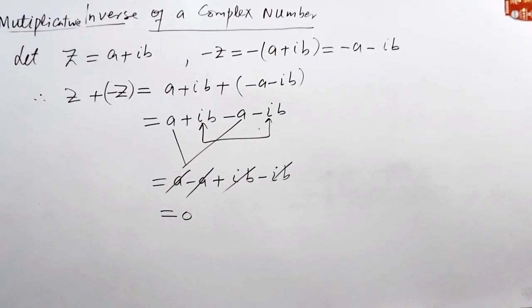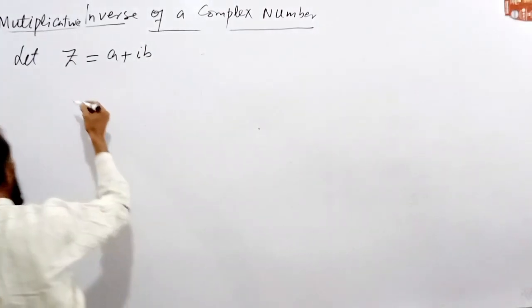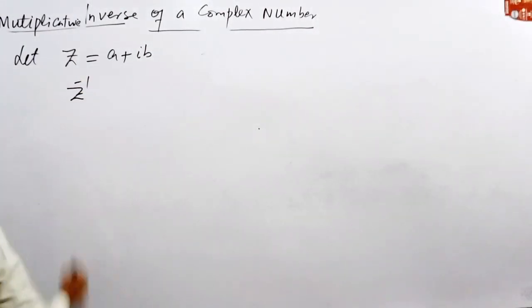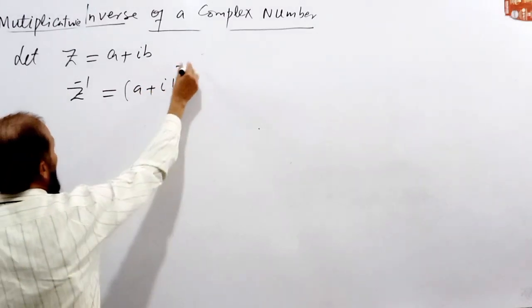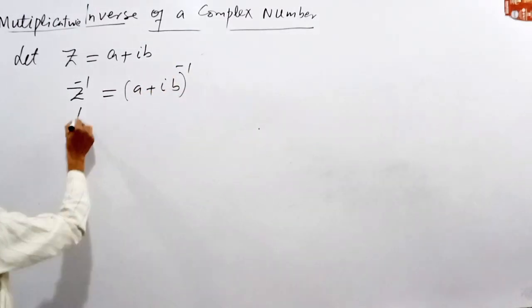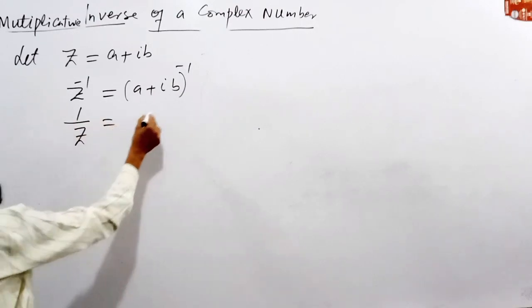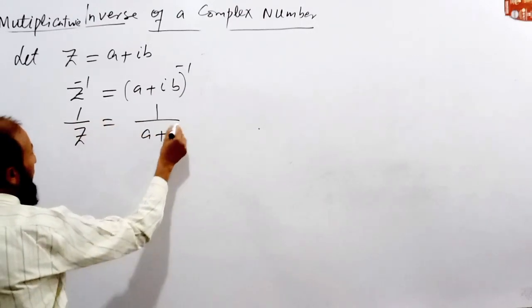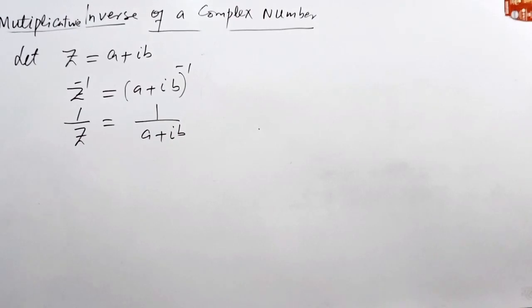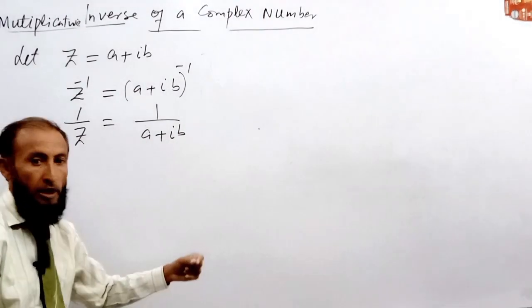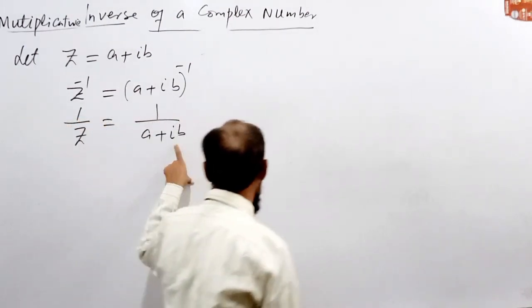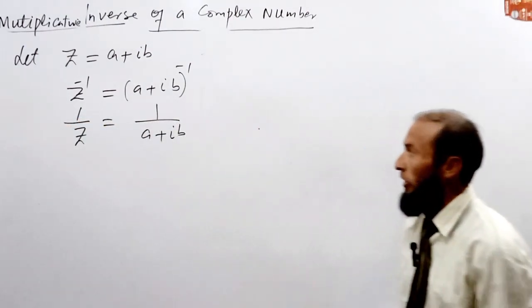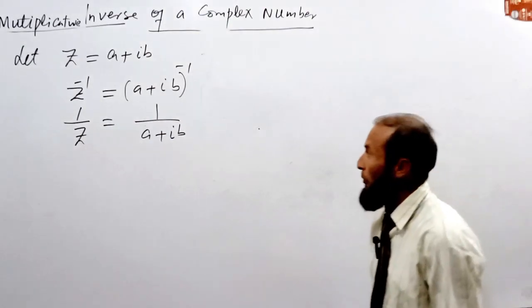Multiplicative inverse of complex number. z inverse, it means that we can write (a plus iota b) inverse. We can write here 1 by z is equal to 1 over a plus iota b. Now look here, in the denominator an imaginary part is coming, so we try to eliminate this iota. What will we do? We have already discussed in the previous video.